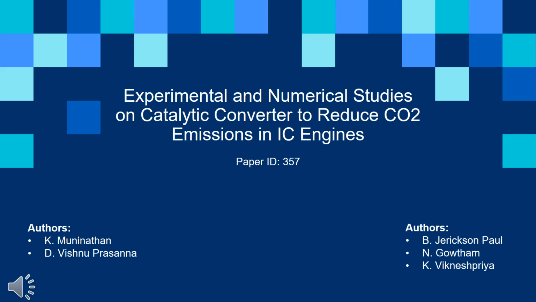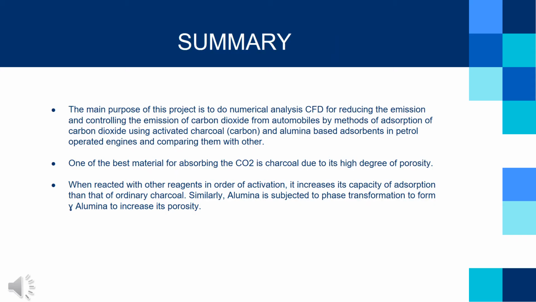This presentation is about the experimental and numerical studies on catalytic converter to reduce CO2 emission in IC engines. The main purpose of this project is to do numerical analysis and CFD for the catalytic converter to reduce and control the emission of CO2 and NO2 from the automobiles. One of the best materials for absorbing CO2 is charcoal due to its high degree of porosity. In our experiment, we analyze the catalytic converter using different materials as absorbate, mainly activated charcoal and activated alumina.